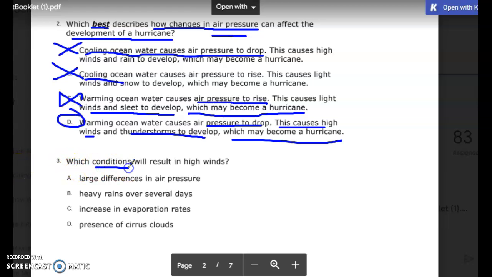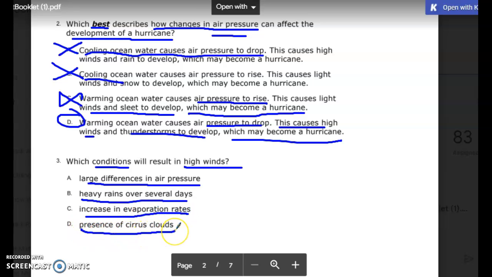What conditions will result in high winds? Large differences in air pressure, heavy rains over several days, increase in evaporation, or the presence of cirrus clouds. We said it can mean that there might be wind, because we know that a change is coming, but that's not the answer. I would have mentioned that with the notes of cirrus clouds. Maddox, what's our best answer in there?